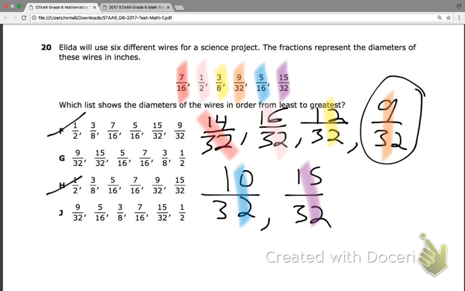Okay, now I need to look at my second smallest number. So out of 14, 16, 12, 10, and 15, 10 over 32 is my second. G is 15 over 32. That doesn't match. And J is 5/16, which is equivalent to 10/32. So J is my correct answer.